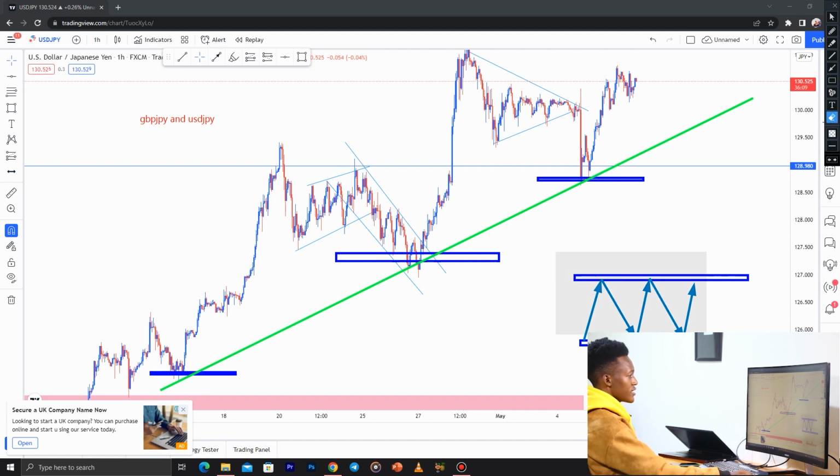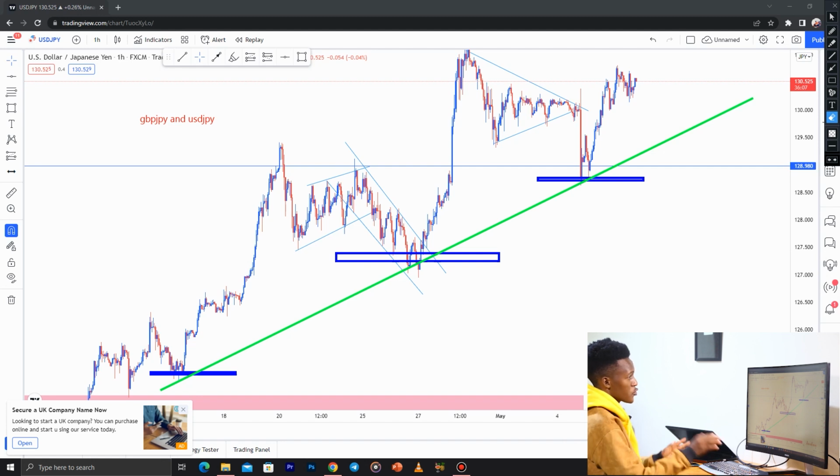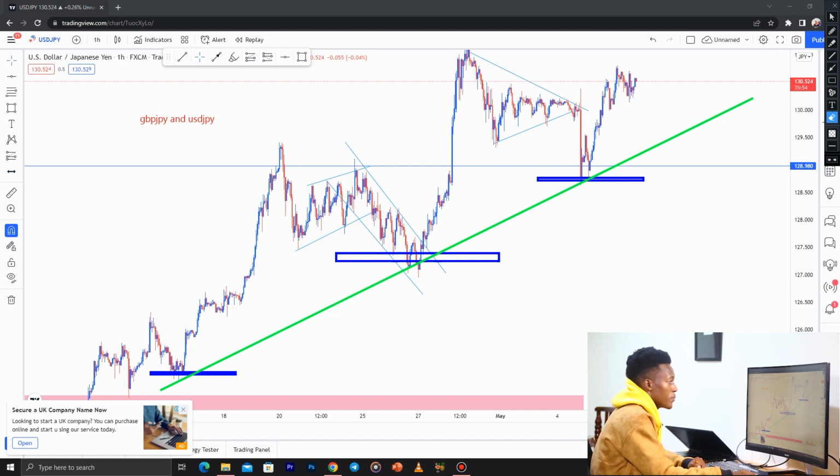Now, we can always get these key levels on bigger time frames. You're not going to get this on the M15. If you are day trading, holding your trades for a couple of hours during the day, you are going to get those key levels on bigger time frames. So that's what we have to do first.